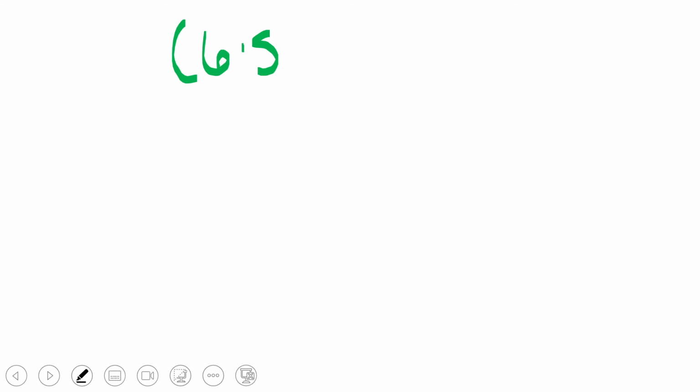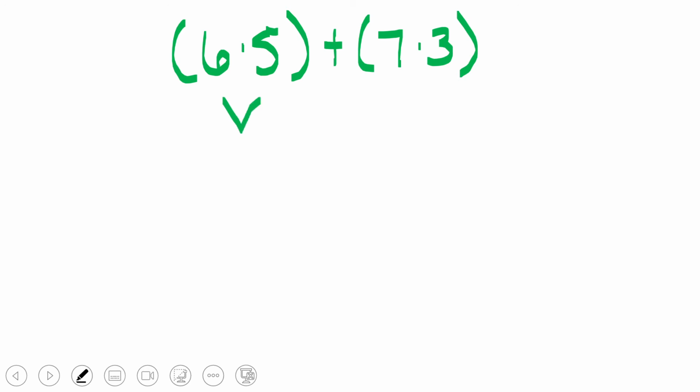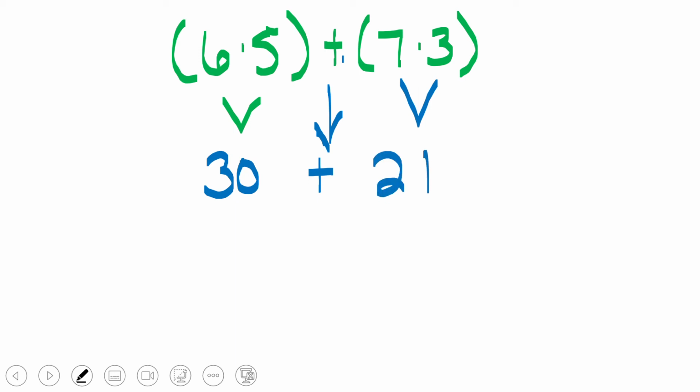Next slide. Just rewriting our expression. Let's rename 6 times 5, 30. Plus, come straight down, rename our grouping for 7 times 3, 21. And we have an old-fashioned addition problem. 30 plus 21 is 51.